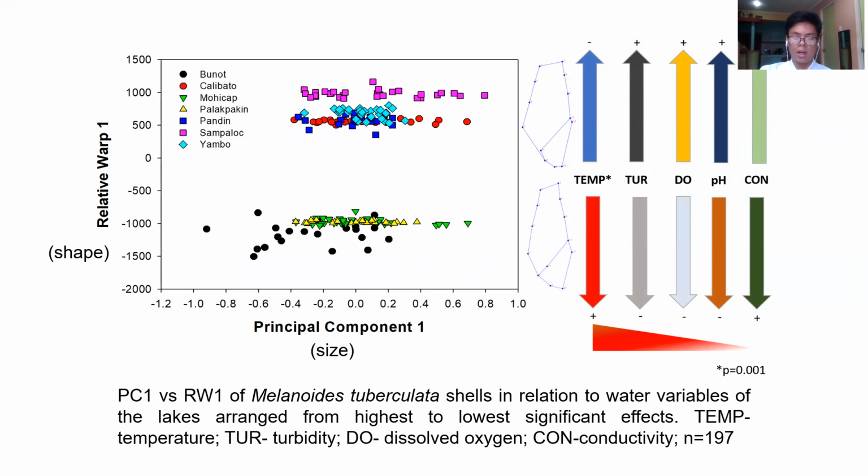And from here, you can see that temperature had the most significant effect on the size and shape of the Melanoides shells. And you can see here that there's a distinct separation between Lake Sampaloc, Yambo, Calibato, and Pandin from Lakes Bunot, Mohicap, and Palakpakin.